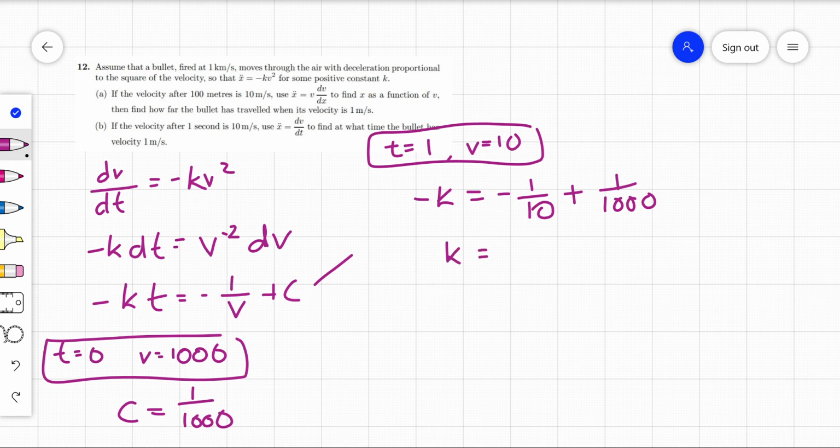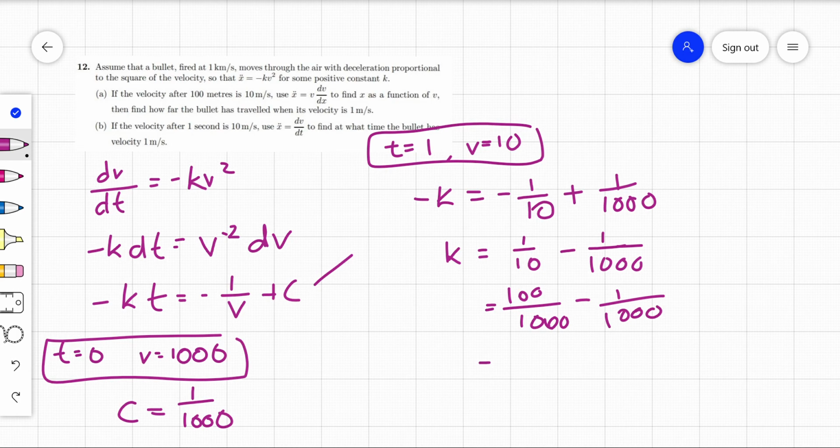So positive k is 1/10 minus 1/1,000. Now, if we wanted to have the same denominator, I'd have to times by 100 here. So I've got 100 on 1,000 minus 1 on 1,000. So 100 minus 1 is 99 on 1,000. So k is going to be 99 on 1,000.